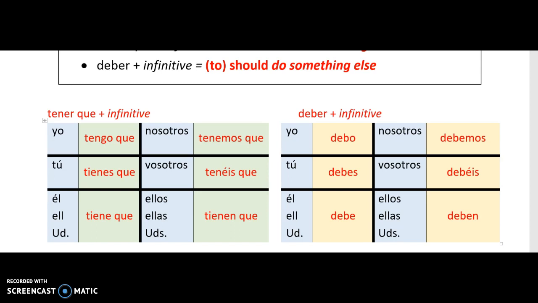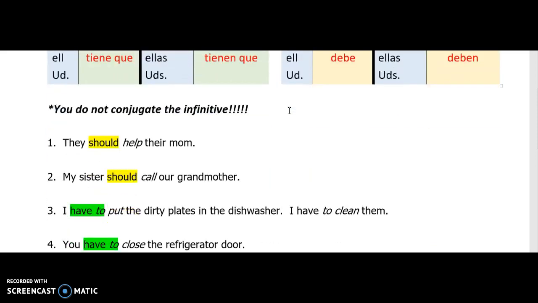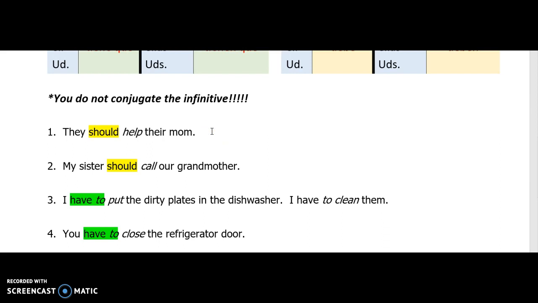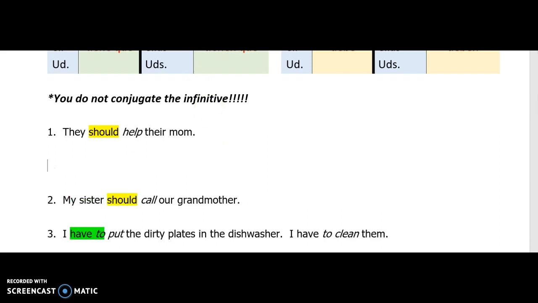So now that we know how to conjugate these, and this is pretty straightforward, you already knew the conjugation of tener, you already know how to do ER verbs. Let's show you how these work in some sentences. Okay? All right, here we go. So they should help their mom. It's not what they're actually doing, it's what they should do. So they, ellos. Should is the verb you're going to conjugate. Deben. It's going to be followed by an infinitive. Don't conjugate this one. The verb to help is ayudar. Okay? And who should they help?